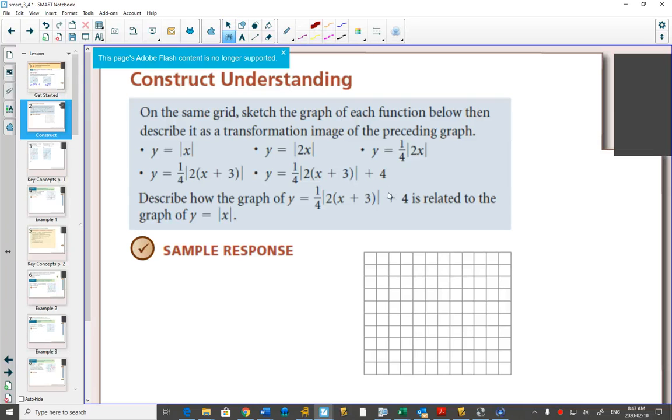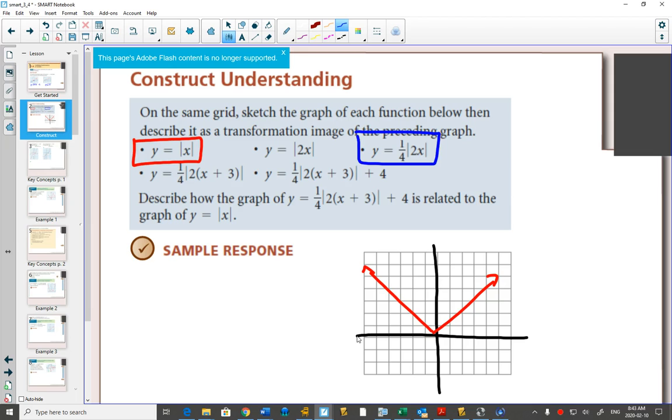To start by just putting a grid on here, and I'm going to start with the absolute value graph in red. Okay? Then we're going to look and do this graph in blue, which is a review from the last section. And then we're going to do this graph in green, which is new.